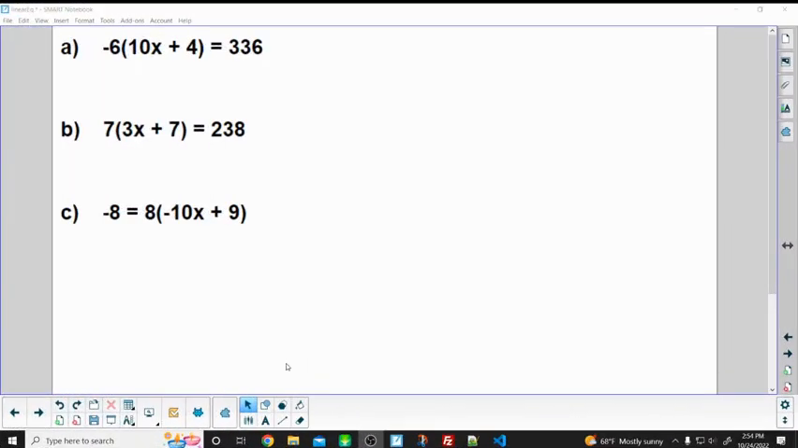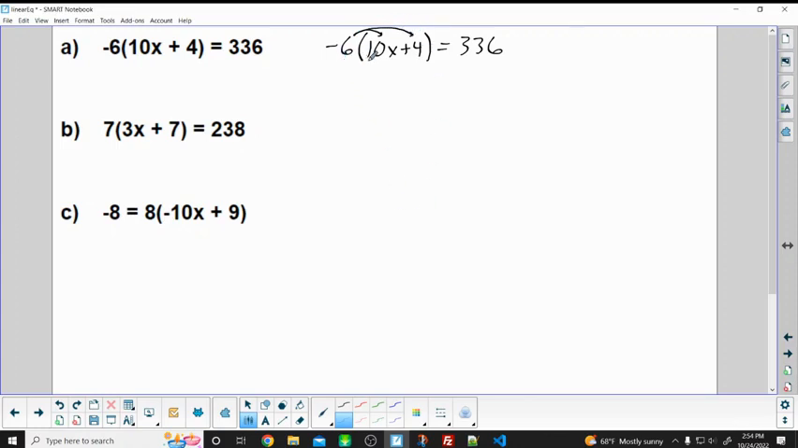In this video, we're going to solve equations that involve distribution. So let's get started here on this first one. We have negative 6 times 10x plus 4 is equal to 336. The first step is to distribute this negative 6 through to both terms, multiplying it by both of these terms.